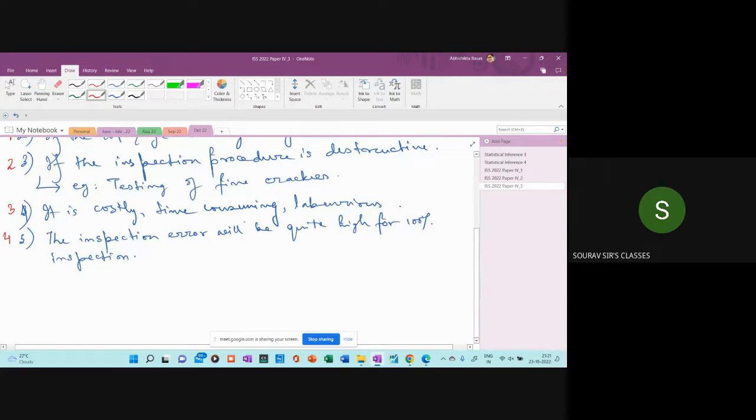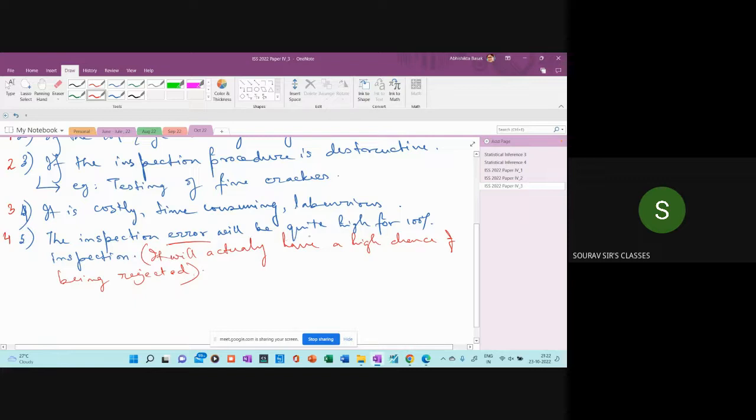For high inspection or complete enumeration, the error chances will be high. So what will be the conclusion for that? It will actually have a high chance of being rejected. As a producer, he will not accept that his lot having a high error gets rejected, and obviously he will face a loss.